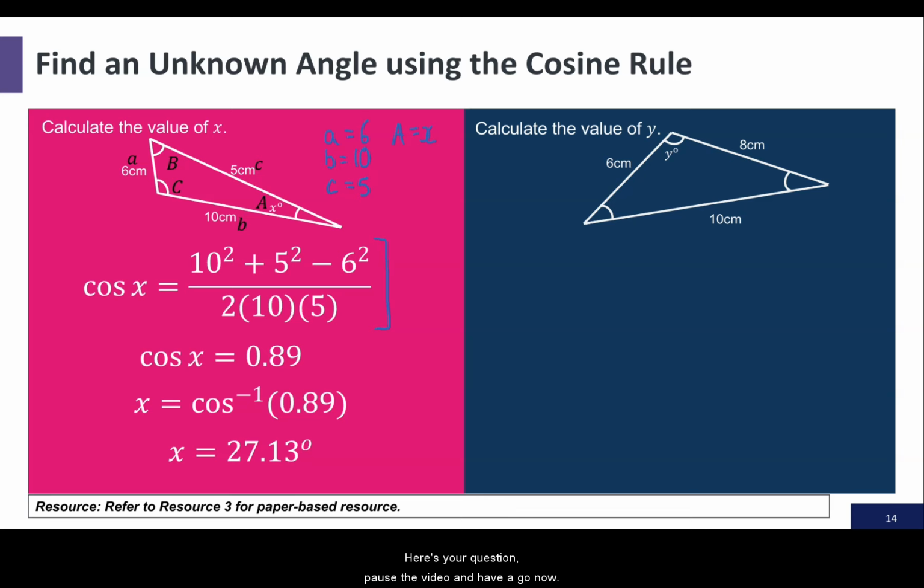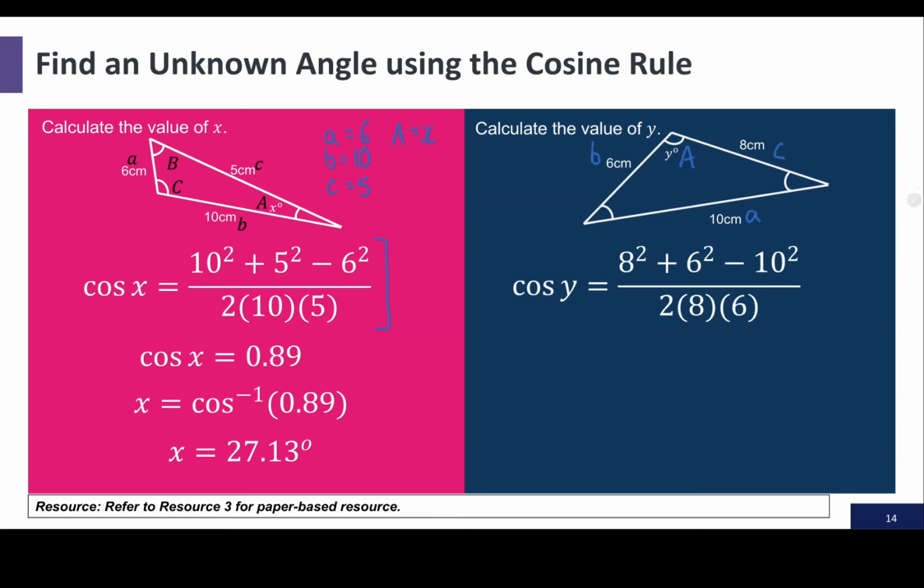Here's your question. Pause the video and have a go now. So, to look at the answer, first of all, let's check the labelling. Y should be capital A, which means the 10 centimetre side is lowercase a, and B and C don't really matter, you might have them the other way around. There we go. So that is your first line.